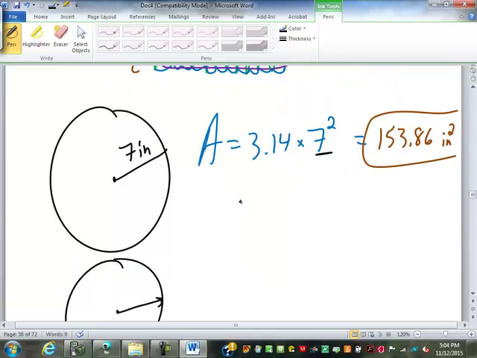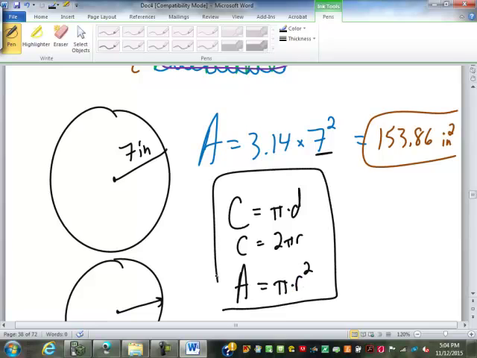Yeah, we have two formulas. Circumference is pi times diameter, or 2 times pi times radius. Area is pi times radius squared. Depending on whether you're given the diameter or the radius, because the diameter is just 2 times the radius. They're the same formula, just one is with the radius, one's with the diameter.